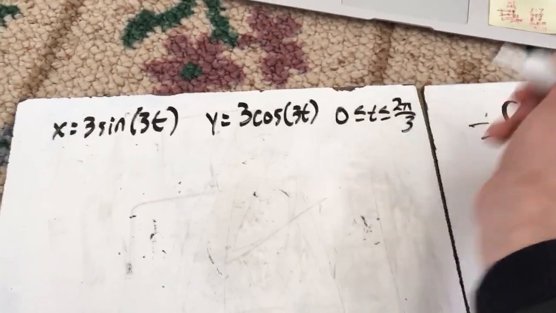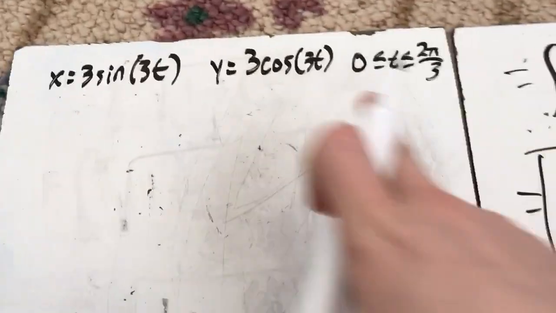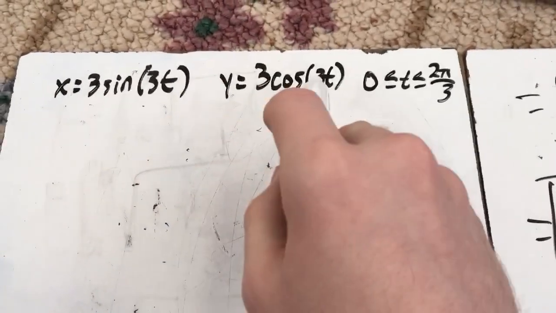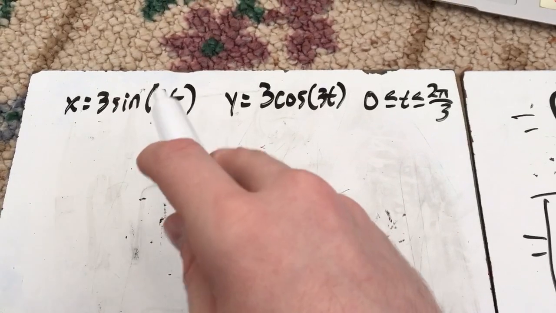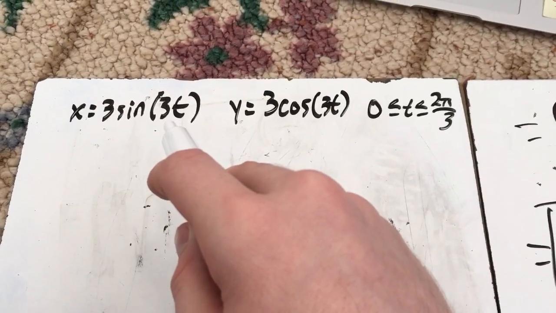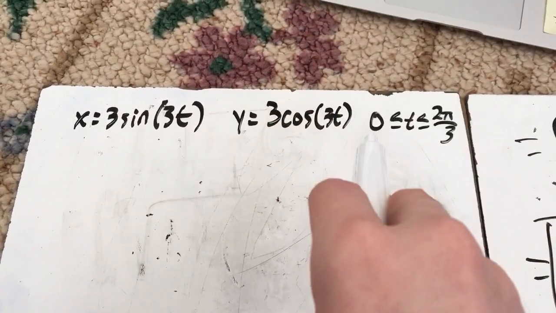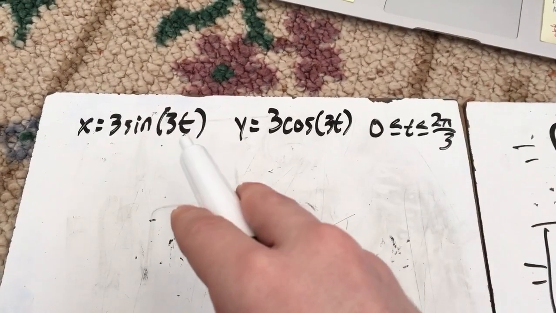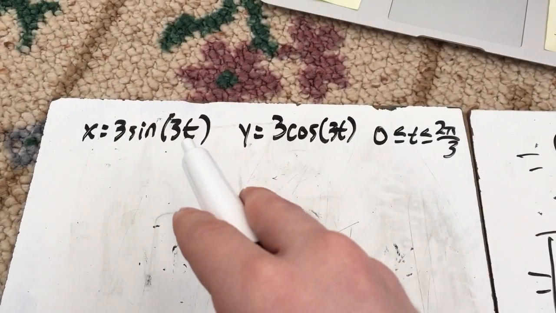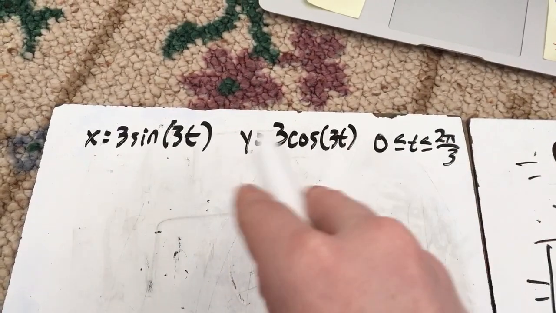The reason I'm going to choose 2 pi over 3 is, if you think about these two curves, what is the period of sine and cosine? Well, it's what takes the inside around a whole 2 pi. And if we go from 0, that'd be sine of 0, to 2 pi over 3, 3 times 2 pi over 3 will give us 2 pi. This is a whole period of both of these things.